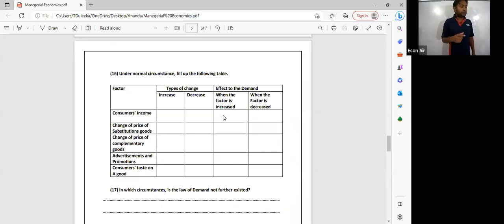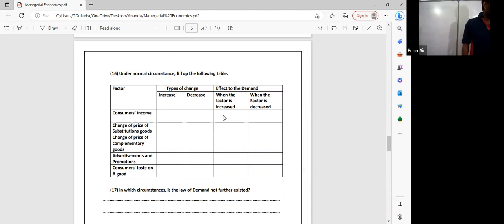But in case of inferior goods, when the consumer income goes up, the demand will be reduced. But in case of normal goods, maybe luxury goods or essential goods, then the demand will be increased while the consumer's income increases.